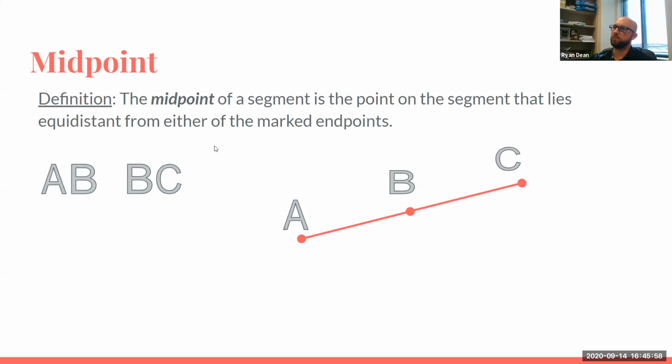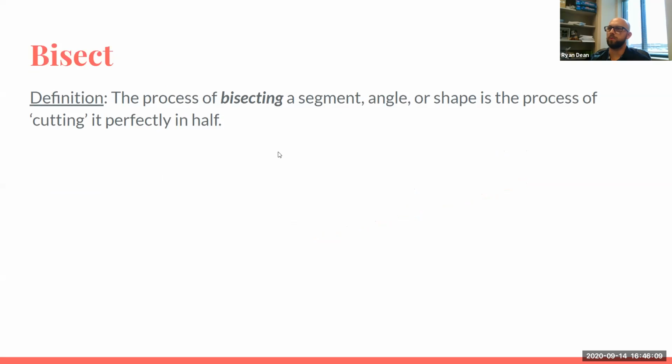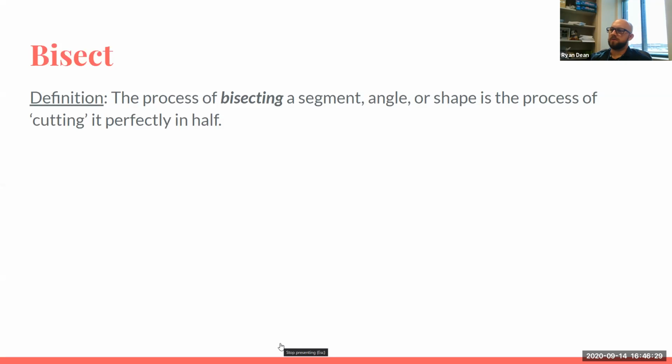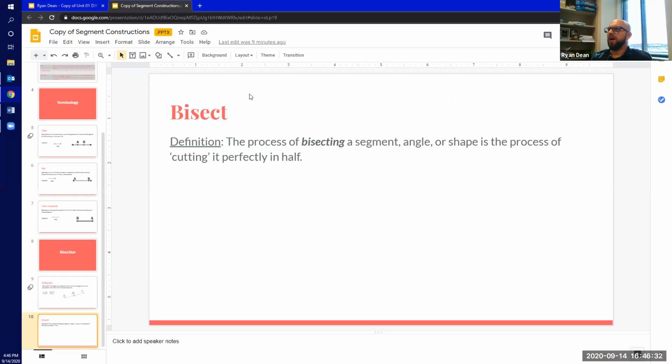Here's a different definition of midpoint. It's the point on the segment that lies equidistant, or the same distance, from either of the marked endpoints. So A and C would be your endpoints. So bisecting a segment, angle, or shape is the process of cutting it perfectly in half. We kind of already talked about this. This is going to appear over and over and over again throughout the course of geometry, so it's something that we need to be aware of.